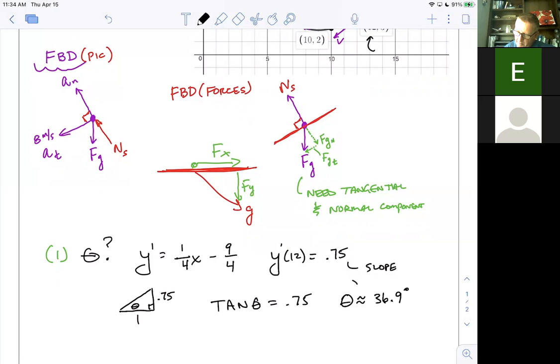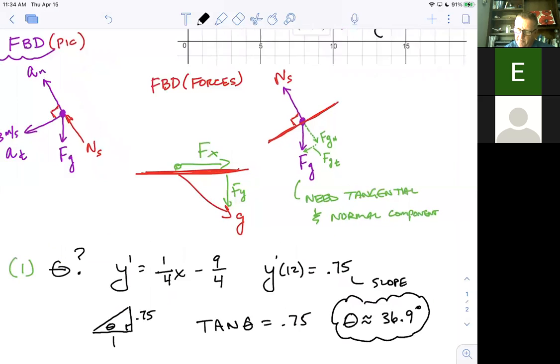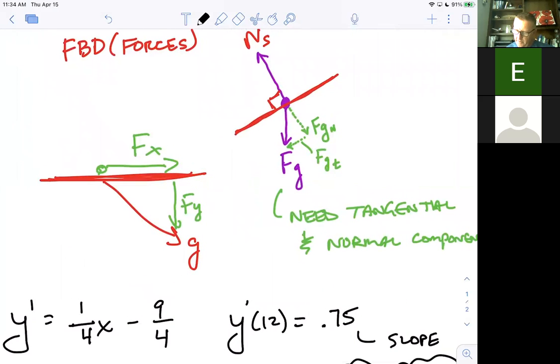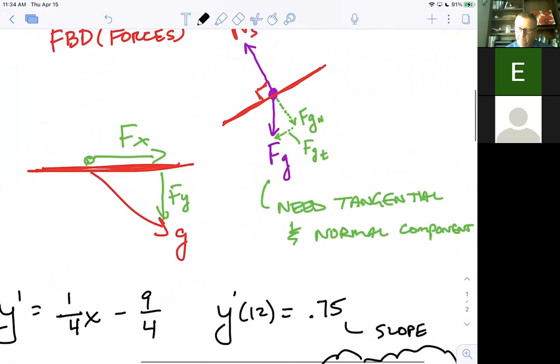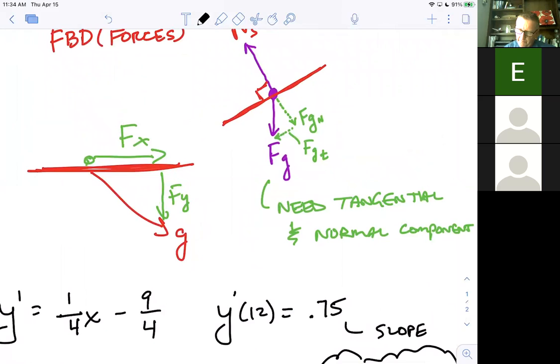But you got to be a little careful. Do you know what angle in my picture over here is 36.9 degrees? From horizontal to tangent. That's exactly right. It's always going to be from horizontal to the tangent line that we're talking about.